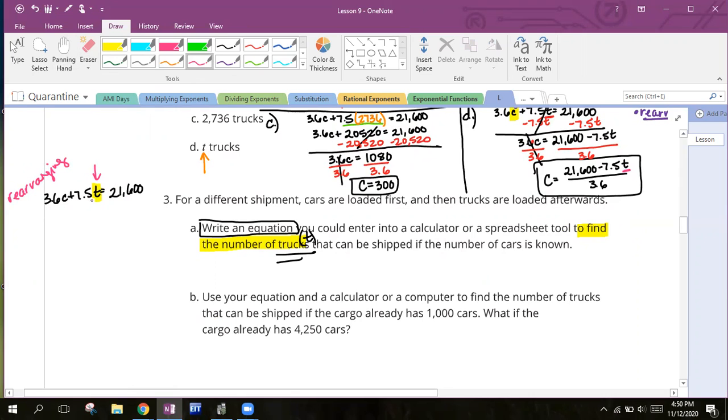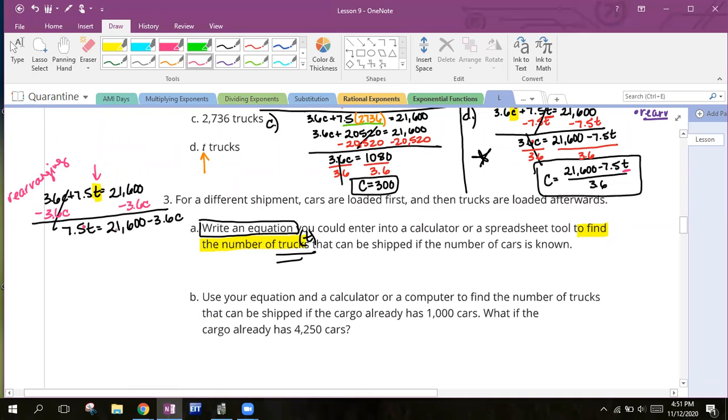If I'm solving for T, I start with my term that's farthest away, which is 3.6c. I'm going to subtract that off because it's positive. If I do it to one side, I have to do it to the other side. Very similar to what we did right over here in D, except it's the other term. So I have 7.5t equals, and I cannot combine these two terms, so I'm just going to leave it as 21,600 minus 3.6c.